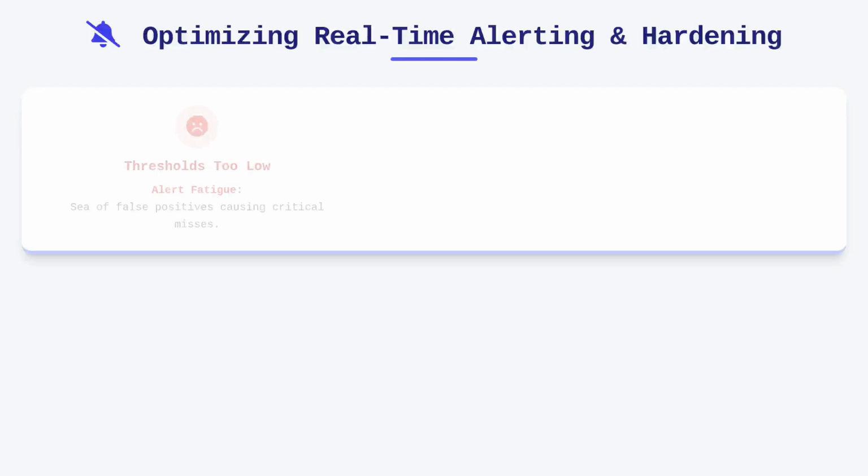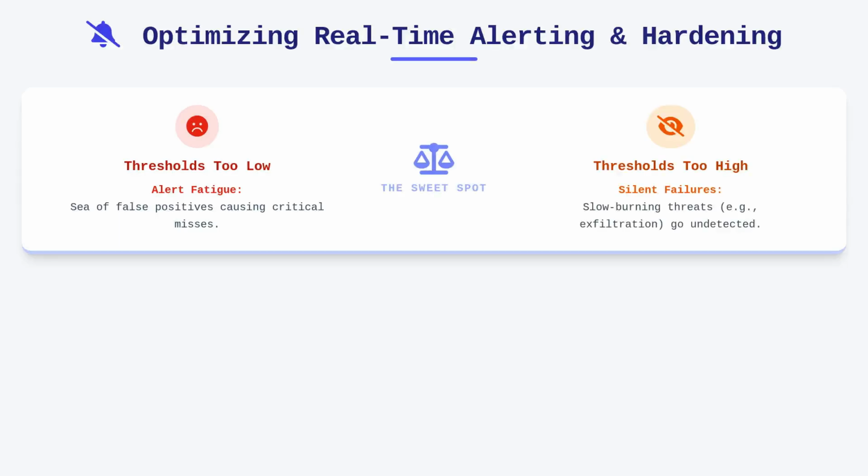Real-time alerting is the pulse of your security operation, yet it requires a nuanced approach to correlation rules to remain effective. If you set thresholds too low, your team will suffer from alert fatigue, leading them to ignore critical notifications amidst a sea of false positives. Conversely, setting them too high ensures that subtle, slow-burning threats like exfiltration tunnels go undetected for weeks.